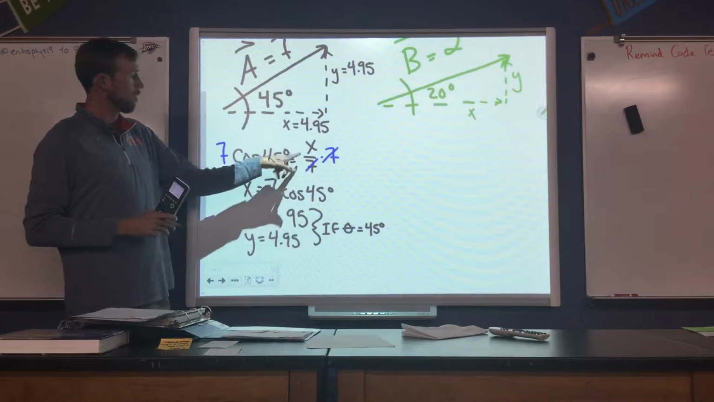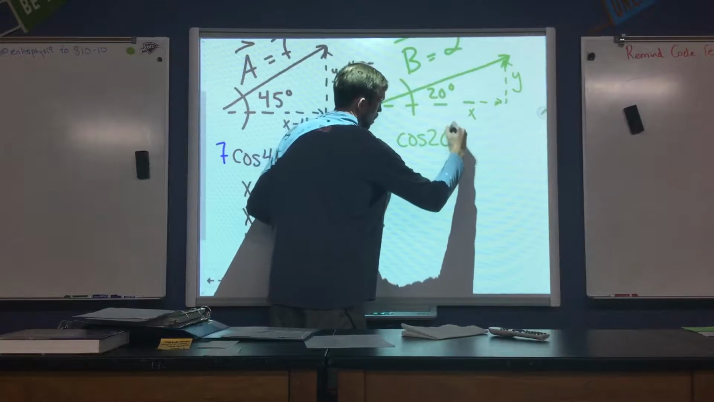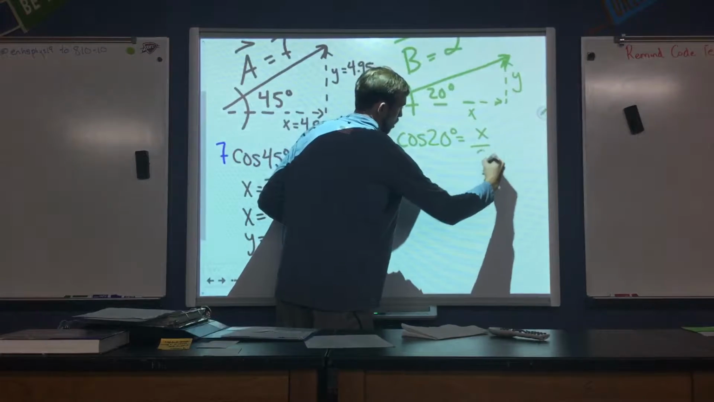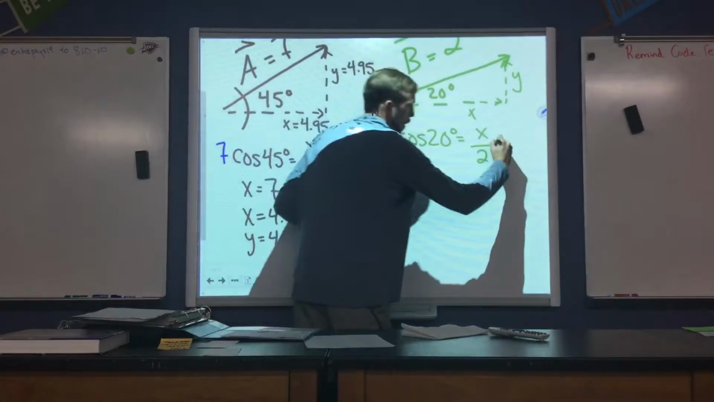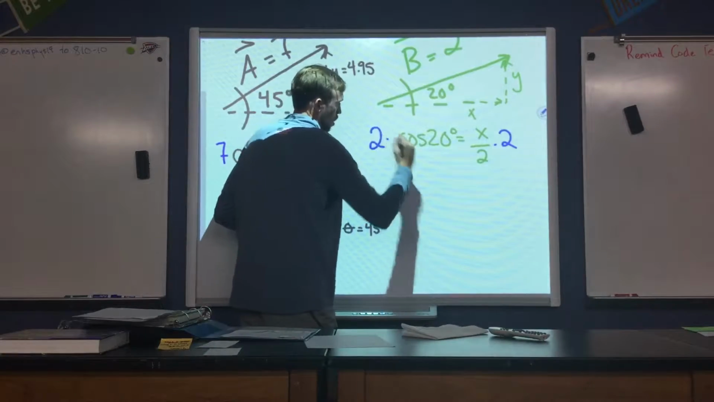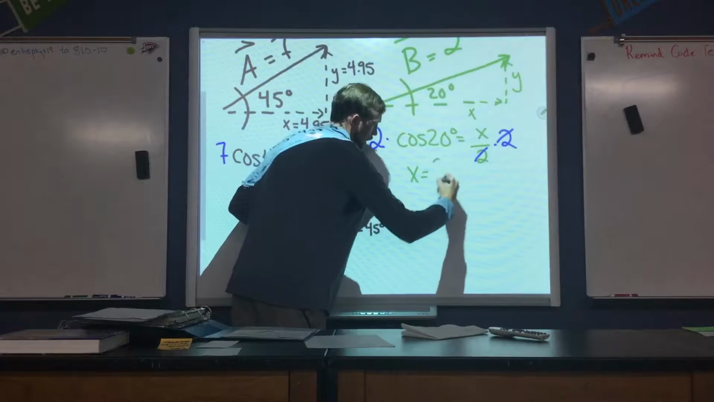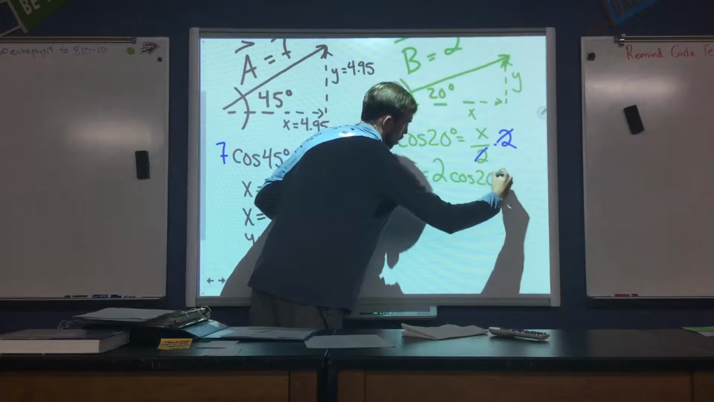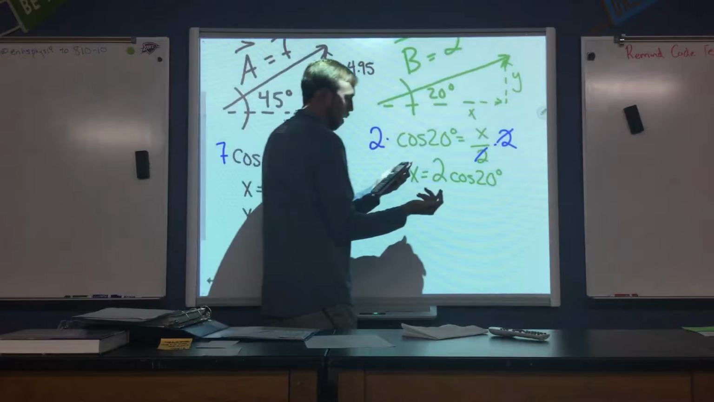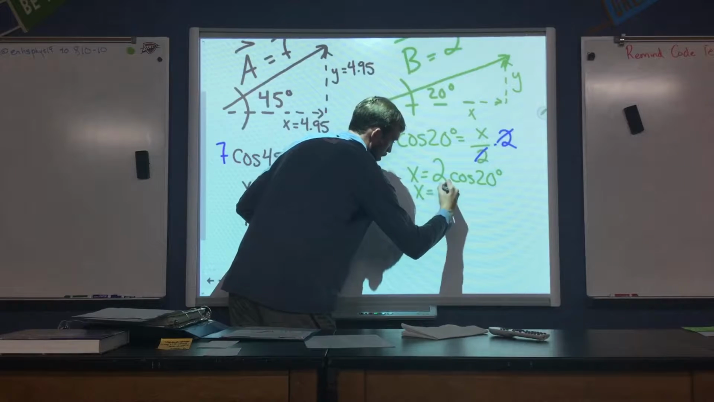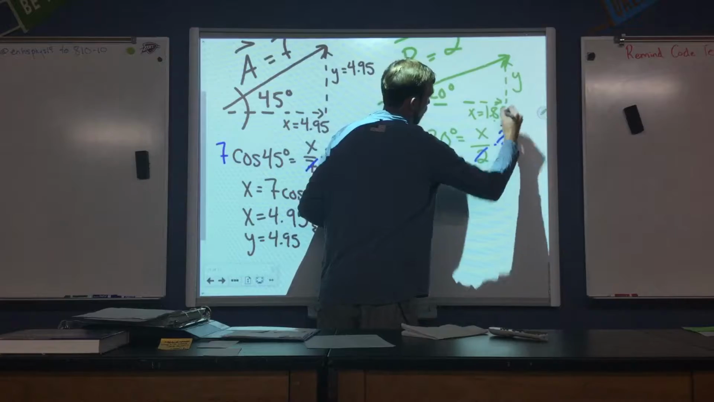So same approach, need to find the x component. We'll use cosine. So cosine of our angle, 20 degrees, is equal to the adjacent side, which is x, over our hypotenuse 2. So to get x by itself, I'll just multiply by 2 in the numerator. So 2 divided by 2, those cancel out. I'm left with x is equal to 2 cosine 20 degrees. So we'll plug this in, 2 cosine 20, and we'll get a value of 1.88. Okay, so I'll plug that in here, 1.88.